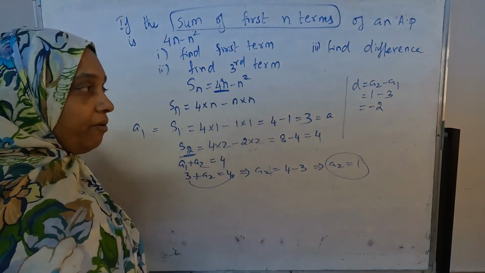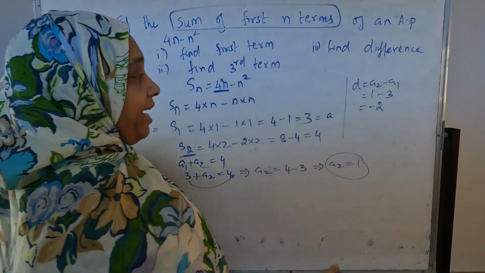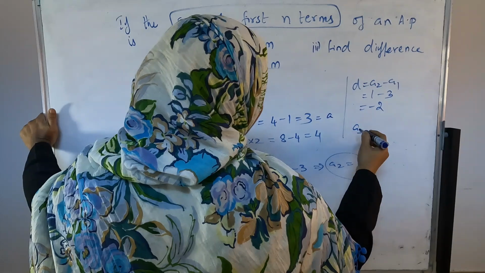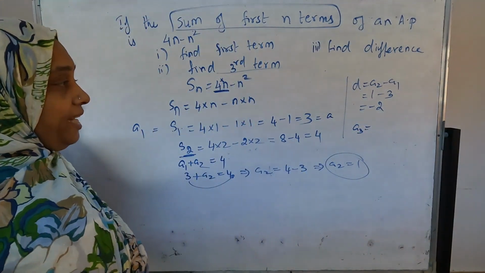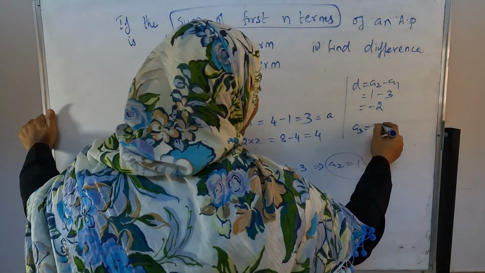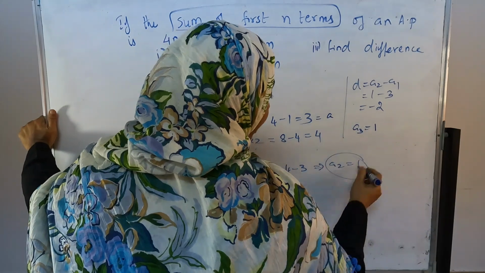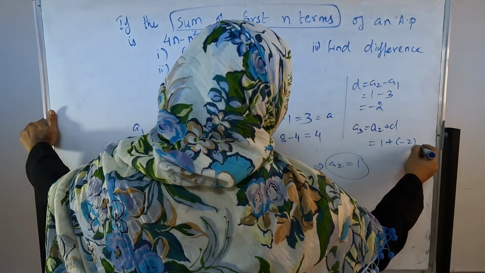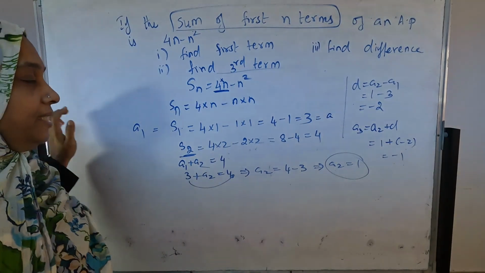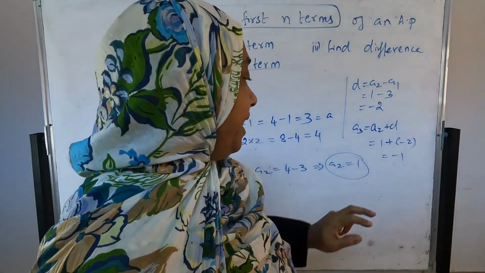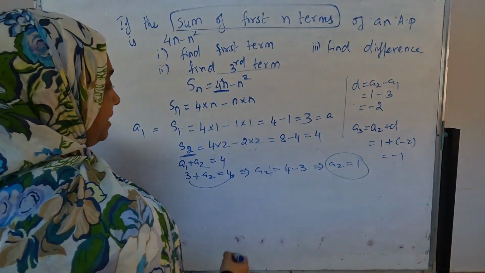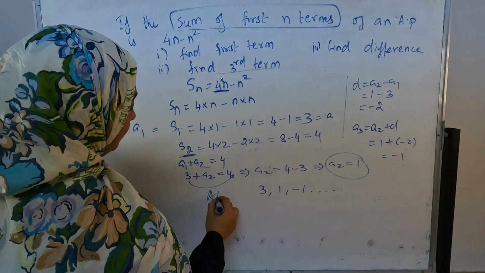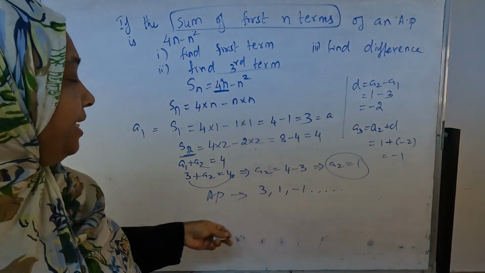How many terms, and also the sum, we can find if we have A and D. So what are they asking? The third term, A3. Without calculation itself we can find it. A2 is 1 and A3 is A2 plus D. A2 is 1 and D is minus 2. That means minus 1. This is the value of A3. Minus 1 is A3. So the AP is 3, 1, minus 1. This is the AP.